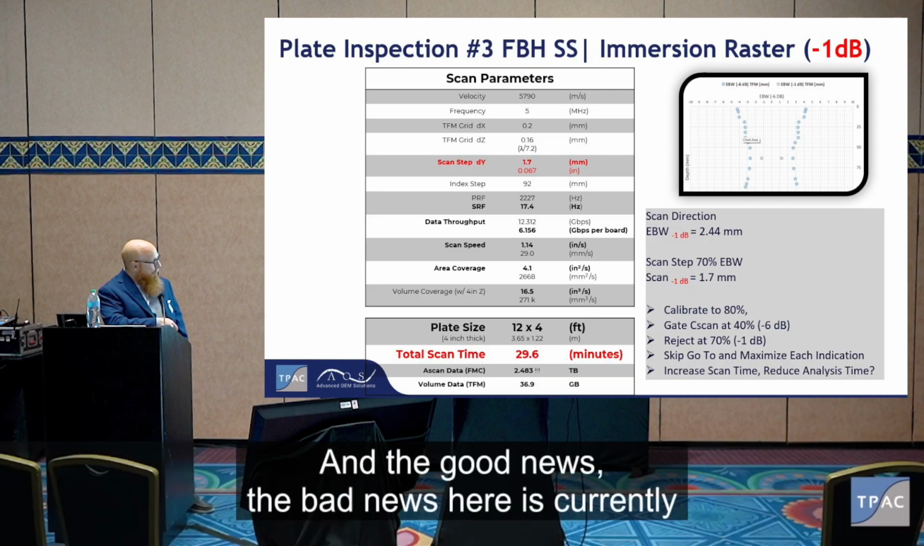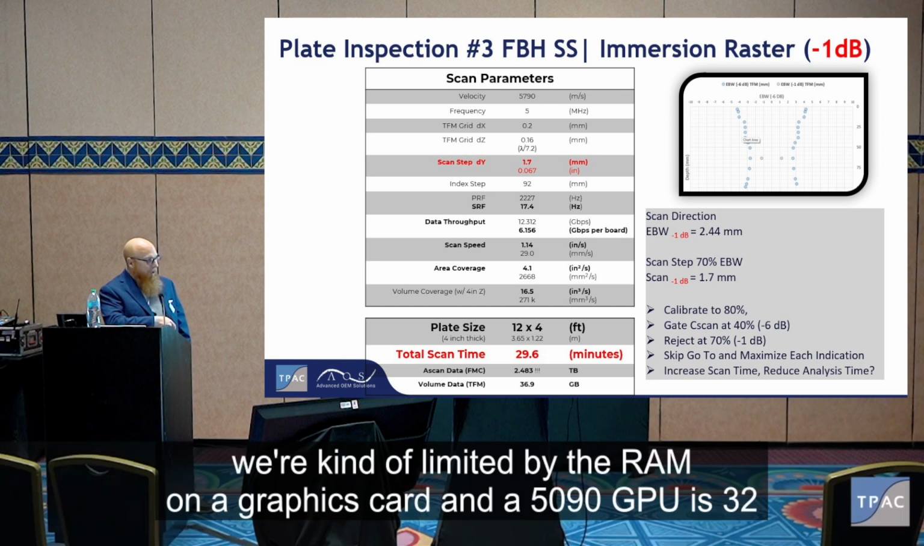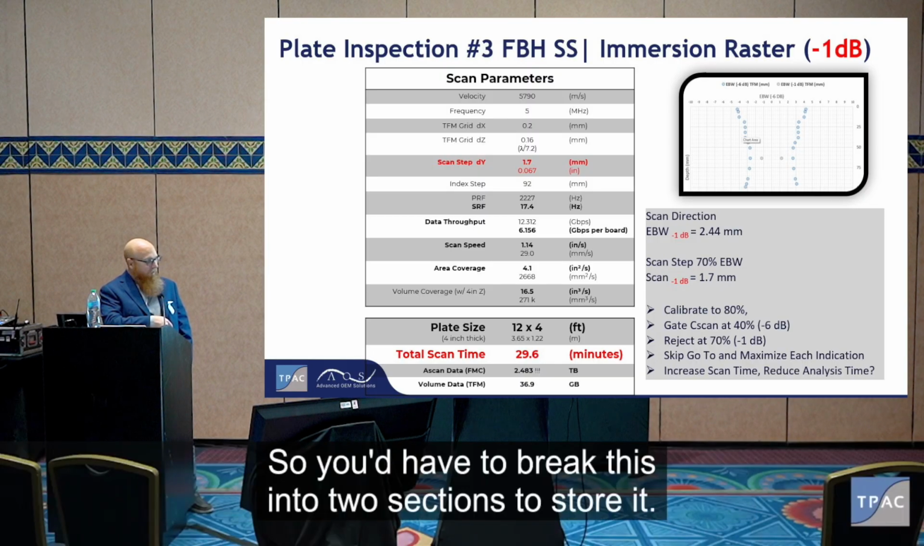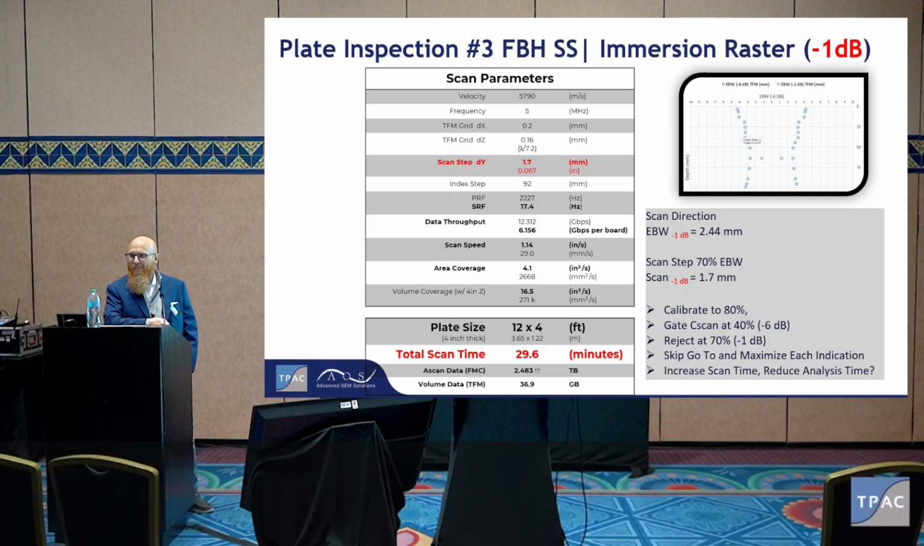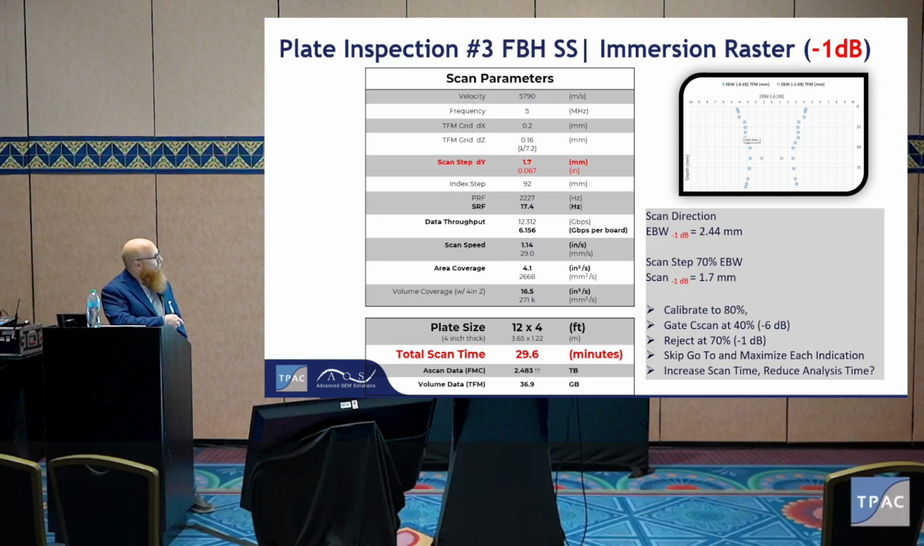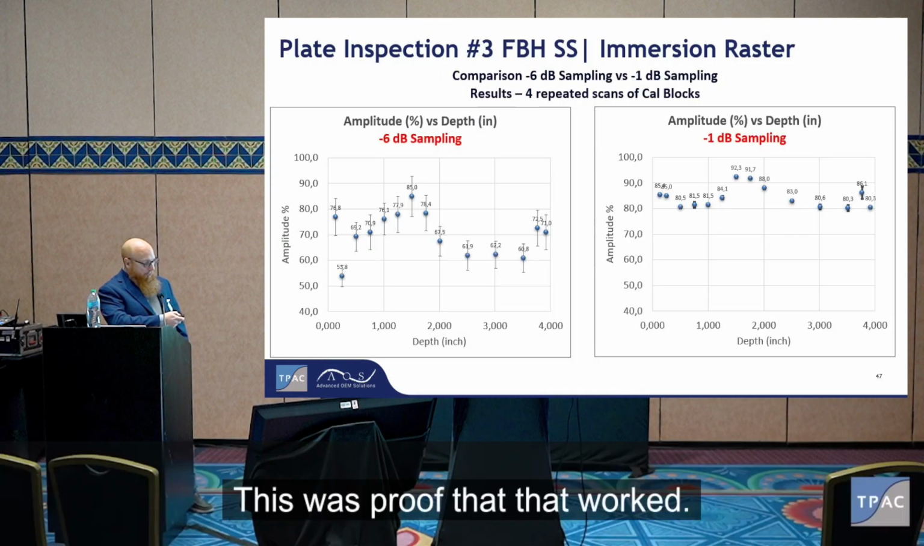And the bad news here is currently we're limited by the RAM on a graphics card, and a 5090 GPU is 32 gigabytes, and you get about 25 usable. So you'd have to break this into 2 sections to store it. For now. We'll be developing writing to disk so that we don't have to do that.